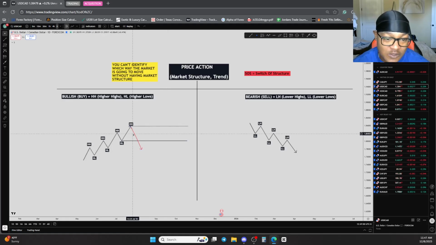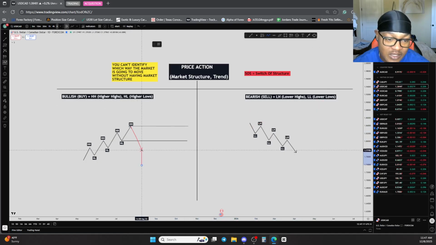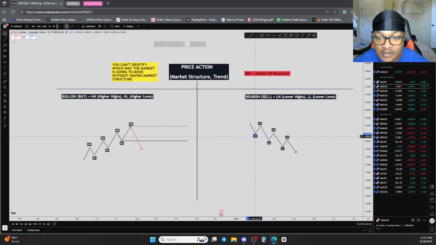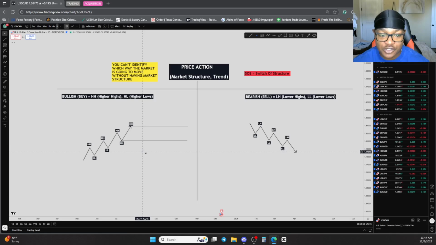So when we see a switch of structure, what has taken place? We see that price has no longer formed a new higher high or higher low. Instead, price is breaking past this higher low to go and form a lower low, because now this low is lower than this previous low, which will make us look like this, right? You can obviously see price is going from up to now down due to the break of our higher low.